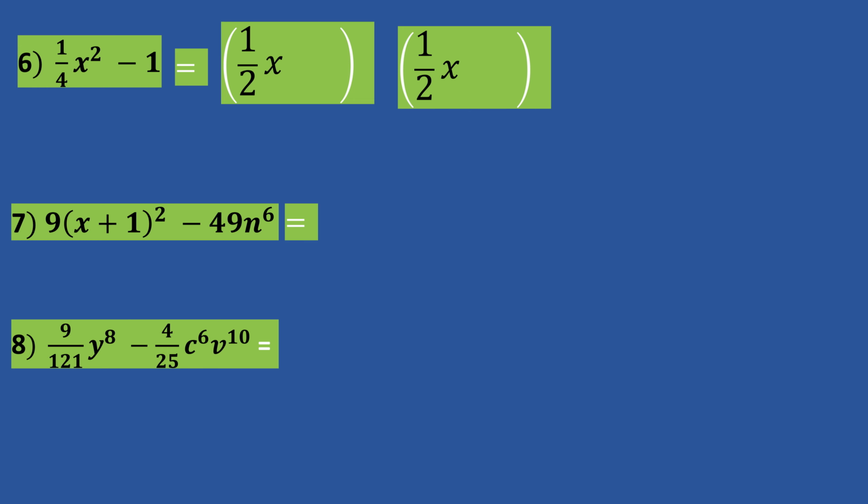So the 1 half x, remember that the 1/4, it's a square root. So the square root of 1 is 1, while the square root of 4 is 2. So therefore, the square root of 1/4 itself is 1 half, while the square root of x squared is x. So therefore, overall the square root of our first term, which is 1/4 x squared, is 1 half x. So we are writing them in this way.